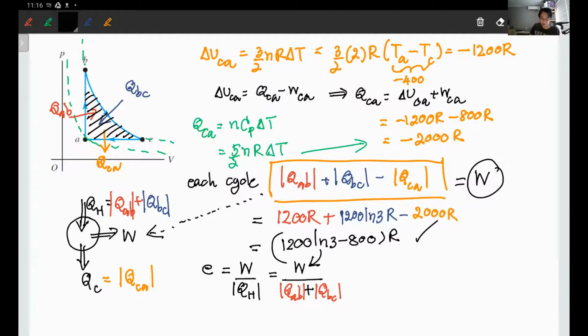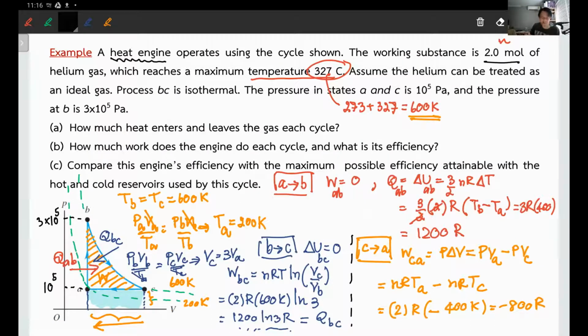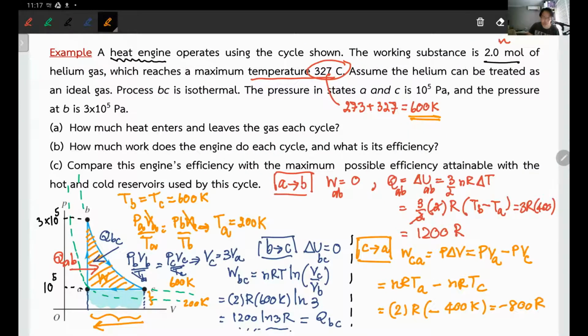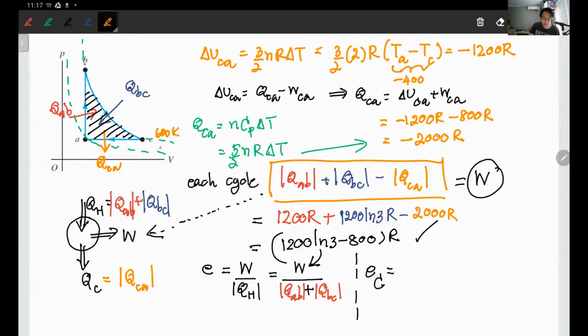I think it's going to work, because there's no more than this. Part C: compare the engine's efficiency with the maximum possible efficiency attainable with the hot and cold reservoirs of this cycle. So I'm going to calculate this against the efficiency of the Carnot engine. This means if I want to find the upper limit of the efficiency possible running between these two temperatures, what are those two temperatures? 600K and 200K. These are the two temperatures that this engine is operating between.